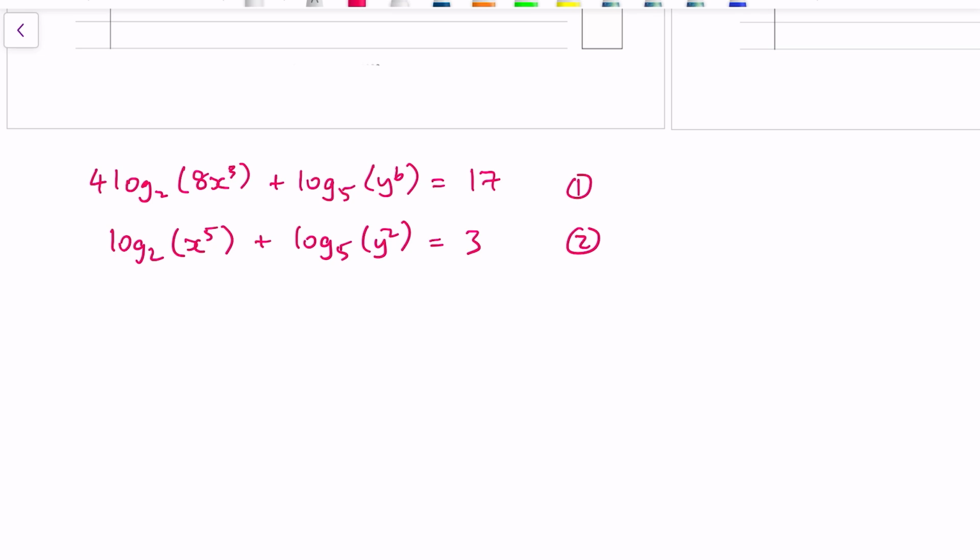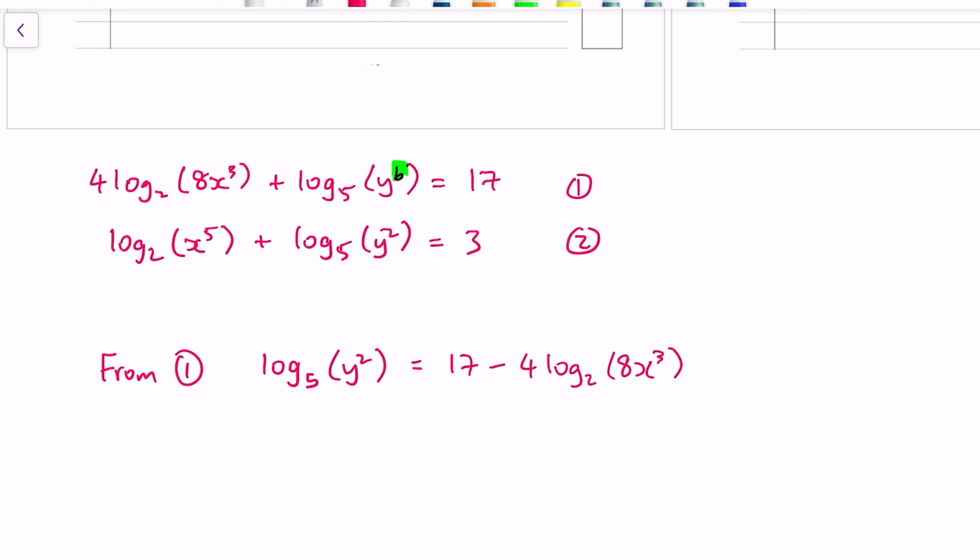From the first equation, what can I do? I can split this 6 here. I can split it into 2 times 3 and then move a 3 down the front. By doing that, I'm going to end up with log base 5 of y squared. Think about why I'm doing that. It is equal to 17 minus 4 log base 2 of 8x cubed, all divided by 3. So I split that 6 into 2 times 3, I leave the 2 at the top, bring the 3 down the bottom, rearrange that equation and make log base 5 of y squared the subject.